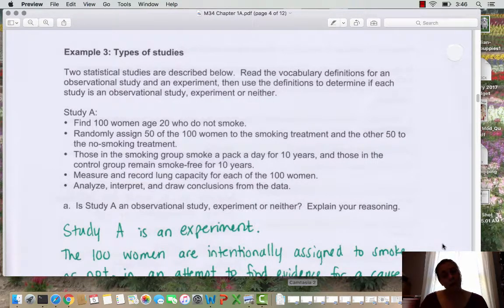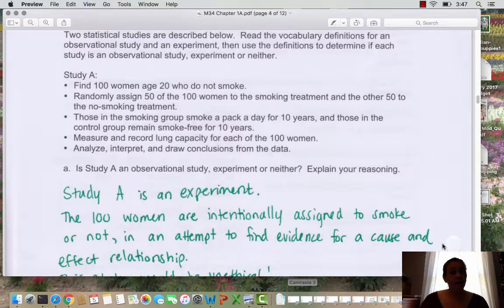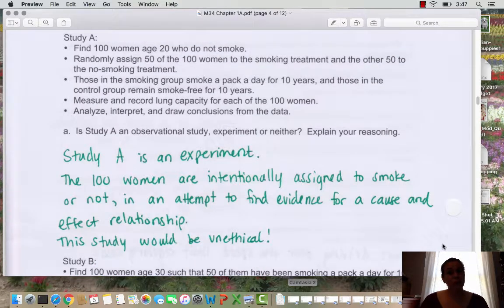So study A is finding 100 women aged 20 who do not smoke, randomly assigning 50 of these 100 women to the smoking treatment and the other 50 to the no smoking treatment. Those in the smoking group smoke a pack a day for 10 years, and those in the control group remain smoke-free for 10 years. Measure and record lung capacity for each of the 100 women. Analyze, interpret, and draw conclusions from the data. So study A is definitely an experiment.